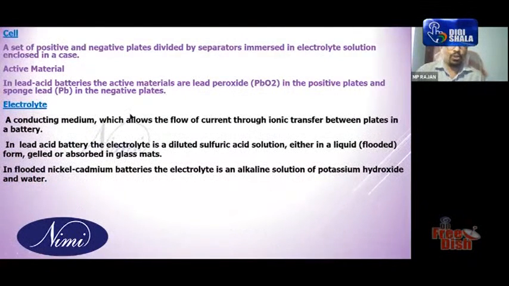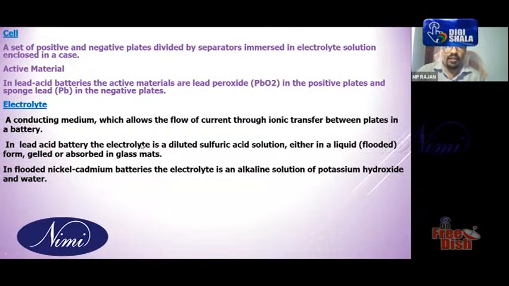Okay. Electrolyte, I already said, is the conductive medium which allows the flow of current through ionic transfer between plates. So through the electrolyte inside the battery, your current goes. In a lead acid battery, electrolyte is a dilute sulfuric acid solution. It's a combination of sulfuric acid and pure water. Depending upon the battery, the electrolyte will be different.